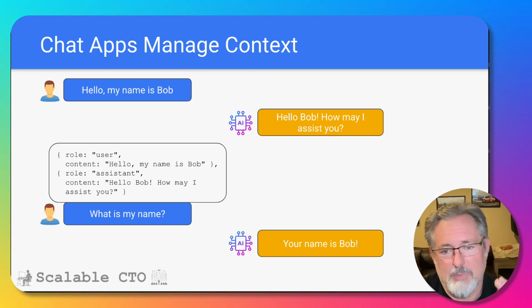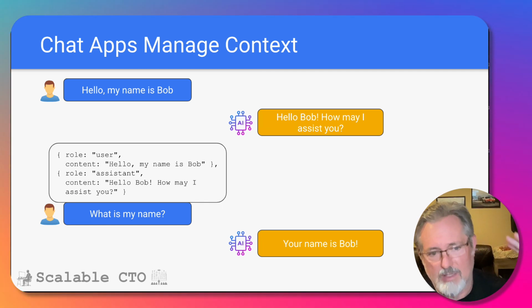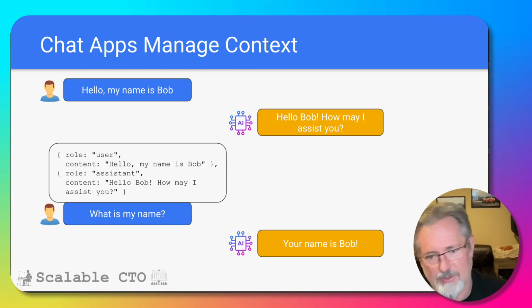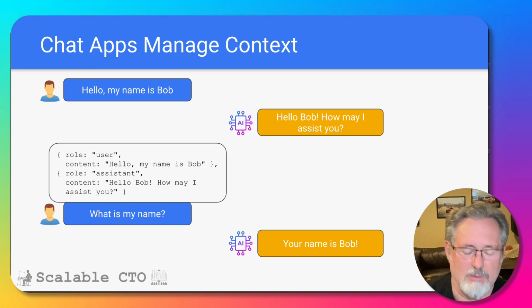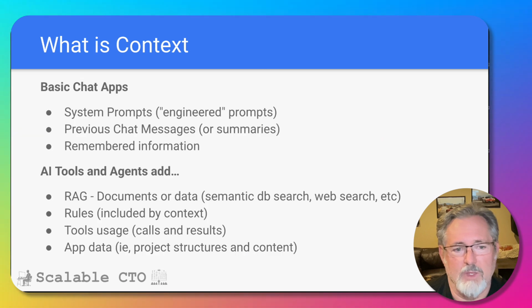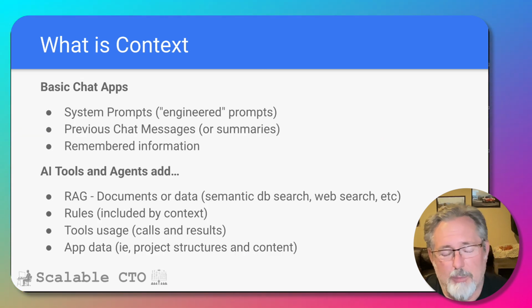You're going to send it something, it's going to send you an answer. You're going to send it everything in the conversation before that, and then it's going to send you an answer, and you're going to keep tacking the questions and answers onto this context and sending the whole thing over every single time. That's how it works. There are some optimizations, but that's the general gist: you have to pass that context every time. And for a basic chat app, that context is things like system prompts, which are the engineered prompts that the chat app authors put in place to guide the models to give you the right kinds of answers. It's all the previous chat messages, as I just said.